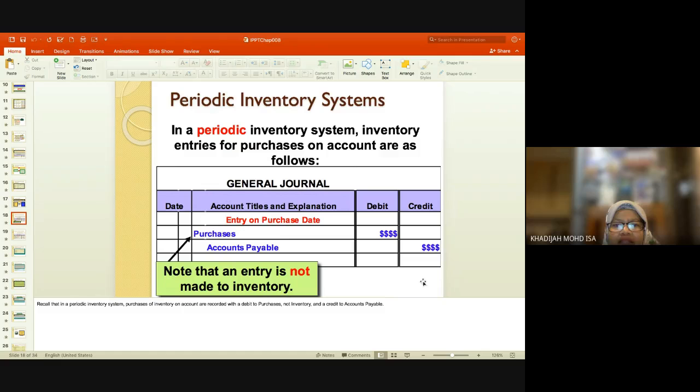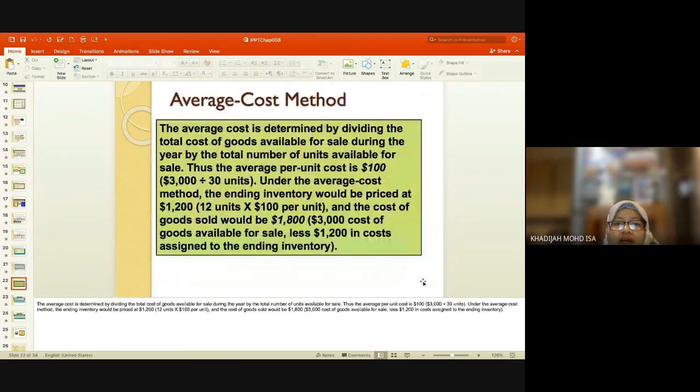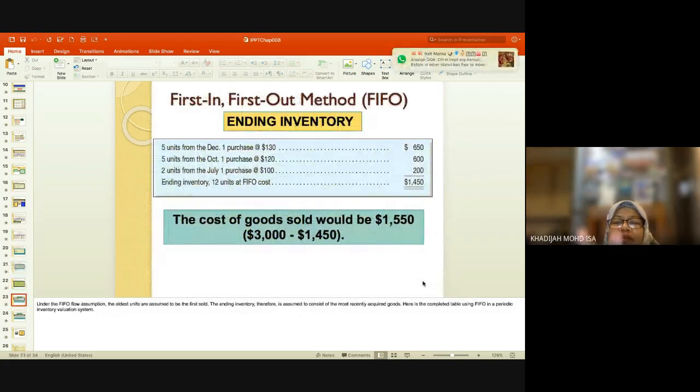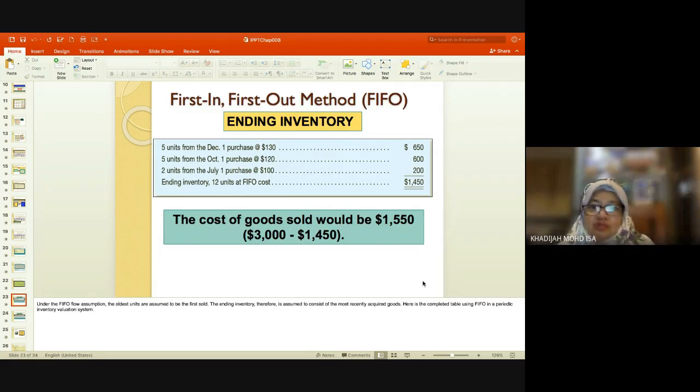Purchase, note that an entry is not made to inventory. Okay, this is periodic, right? You open up a purchases account. When you deal with the inventory system, you remember when using periodic, you have to identify your COGS. So, first in, first out, let's say like this: you have 5 units from December 1st. This one is periodic. How do you decide on the ending inventory? 5 units, you have purchases, and then 5 units at 120, 2 units at 100. So the total that you have is 1450.